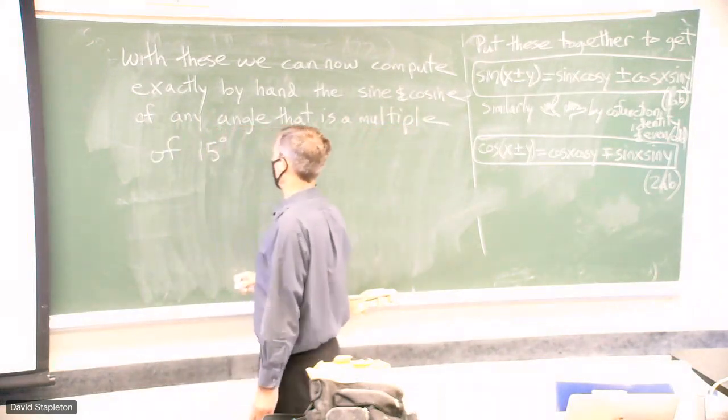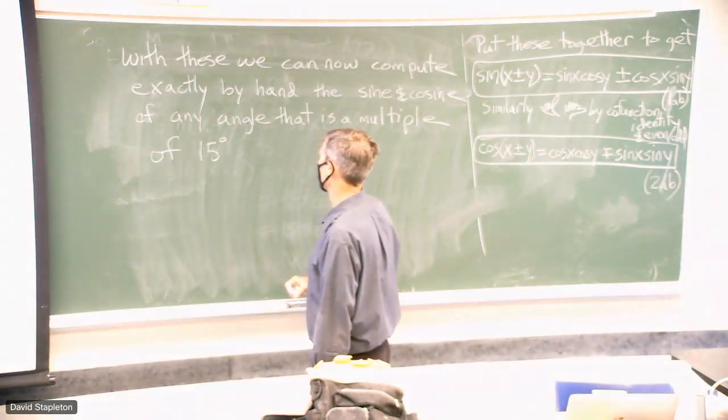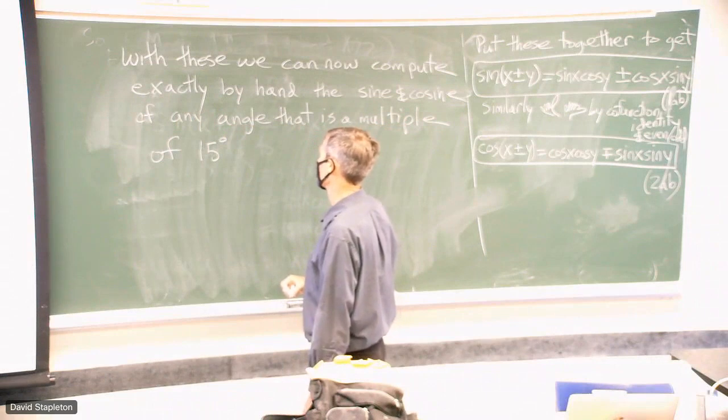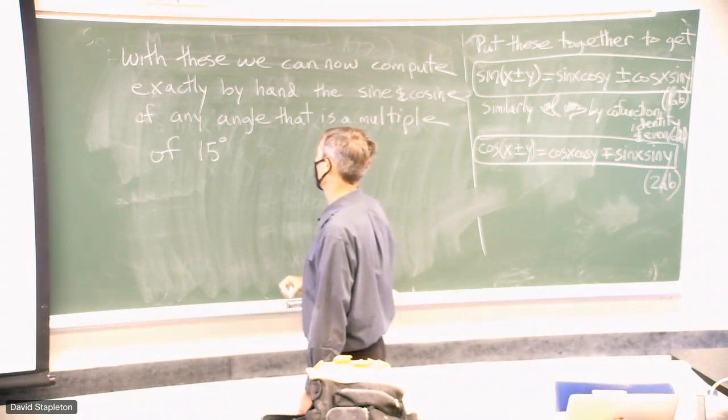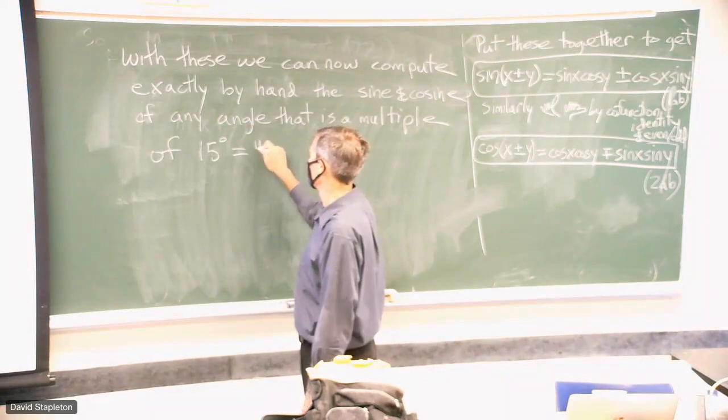Well, what angle is that? What angle is that in radians? Pi over 6 was 30 degrees, and so this must be pi over 12.